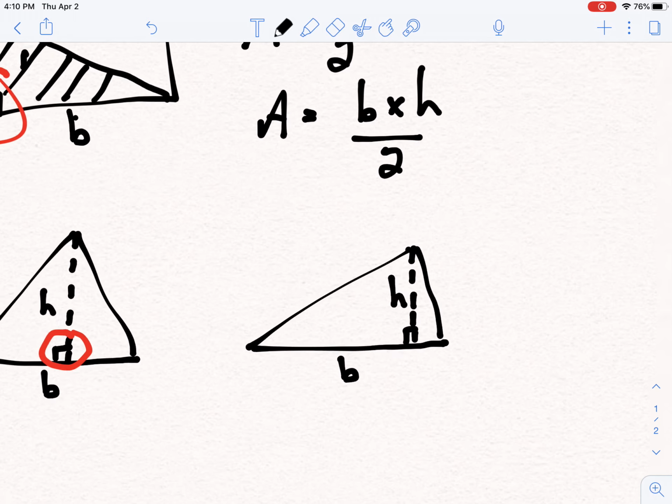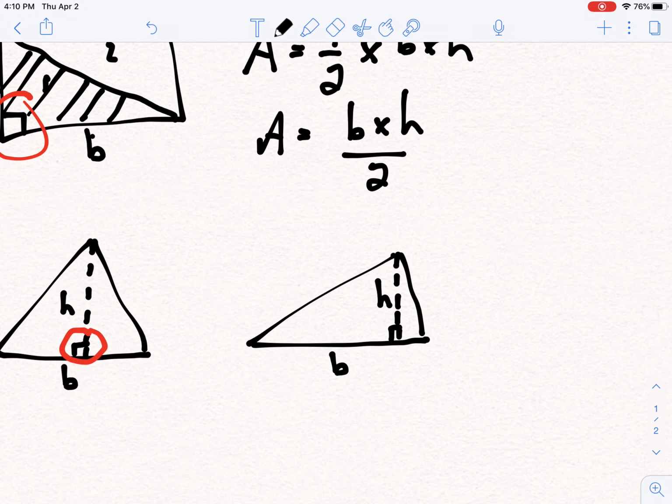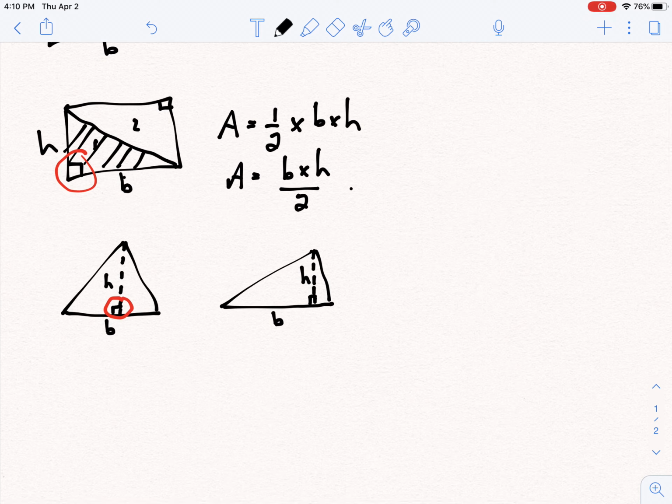And I know that because my base is always where the 90 degree mark is. My height is always where that 90 degree mark is. So no matter what kind of triangle I have, whether I have a right angled triangle or any other version of a triangle, as long as I can create that 90 degree, I can create something that allows me to find that area with this area formula. Going back to that base times height divided by 2.